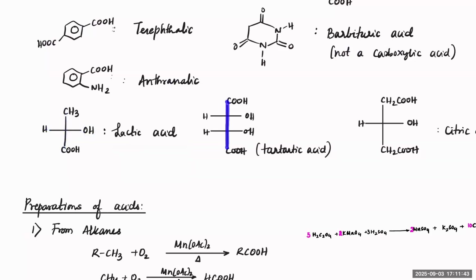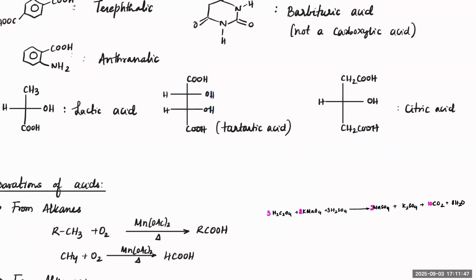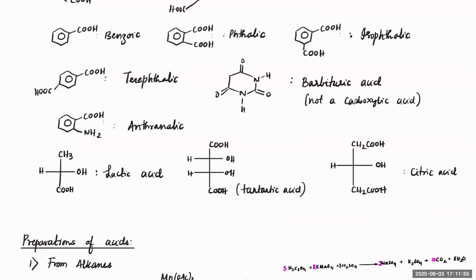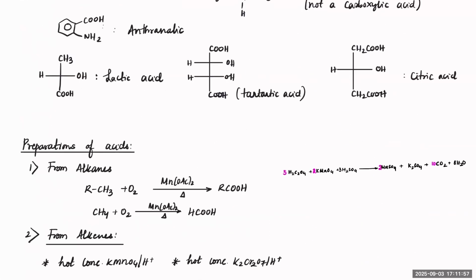If you have 4 carbons with 2 OH groups, tartaric acid. If you have a total of 5 carbons with 1 OH group here, that is called citric acid. These are the most common ones. You should know their names.